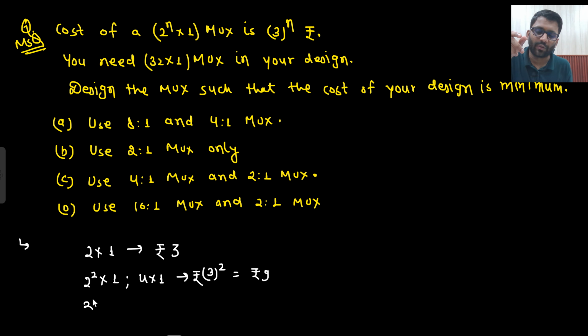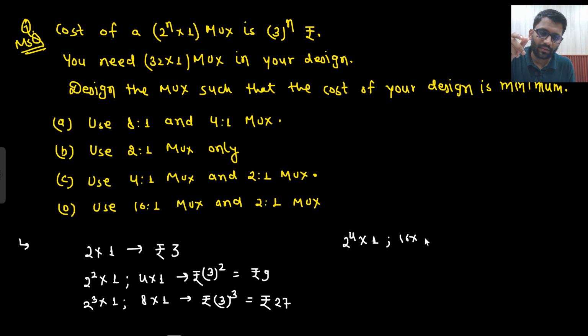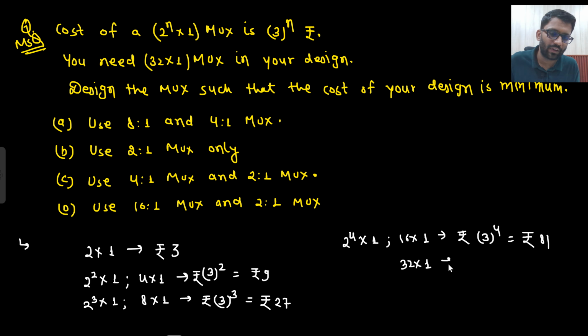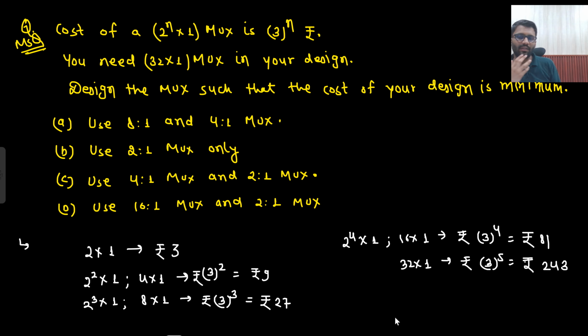This will clear a lot of concept of yours. 8:1 will take how much rupees? 3 cube, that is 27 rupees. 16:1 mux will take how much rupees? 3 to the power 4, that is 81 rupees. And let's take the final one, that is 32 cross 1, 2 to the power 5. How much it will take? 243 rupees. Okay.